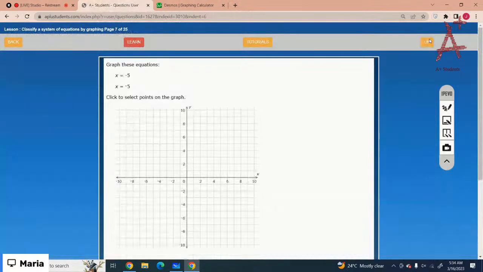Okay, x equals negative 5 and x equals negative 5. Both the equations are exactly the same. When the equations are identical, they have infinitely many solutions, and the system is consistent and dependent. Got it?